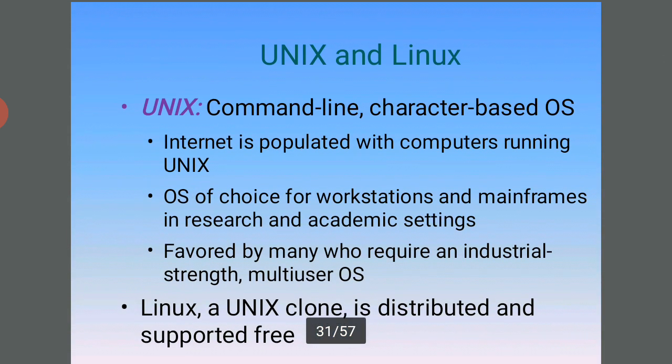Next, what operating systems are available? We already discussed them, but let's see briefly Unix. This is a command line and character based operating system. The internet is populated with computers running Unix. So it is the operating system of choice for workstations and mainframes in research and academic settings, favored by many who require industrial strength and multi-user operating systems. It is very well supported on Unix and Linux.